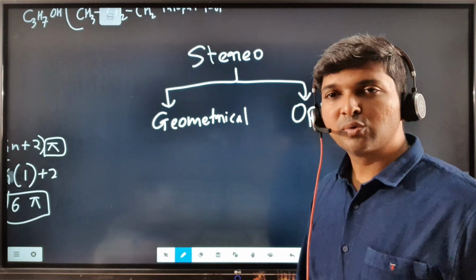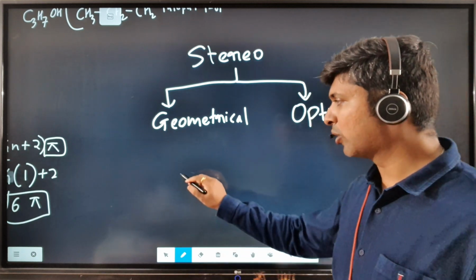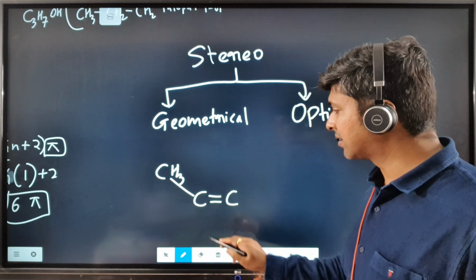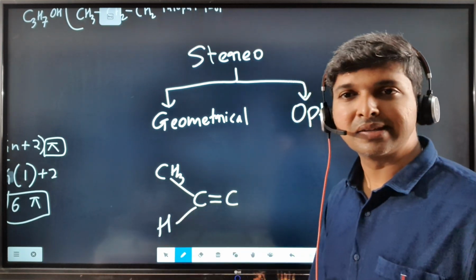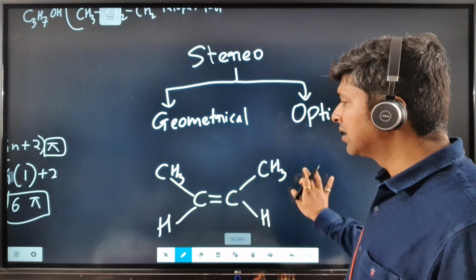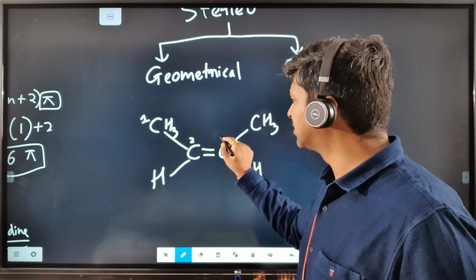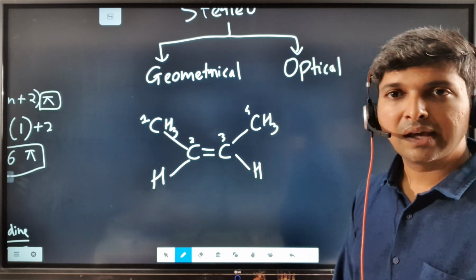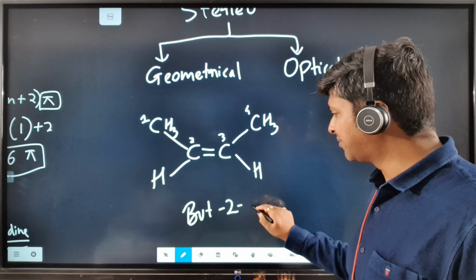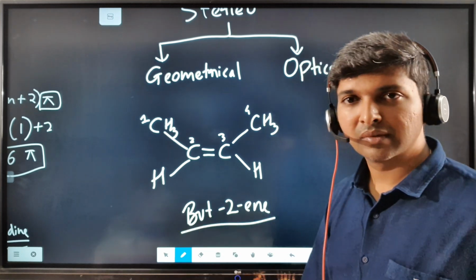Geometrical meaning what? Two structures having the same molecular formula, I'm tired of saying this, but having different geometries. How are they having different geometries? Have a look. This is butene, by the way. First carbon, second carbon, third carbon, fourth carbon. Correct? 1, 2, 3, 4, and on the second carbon you have a double bond.